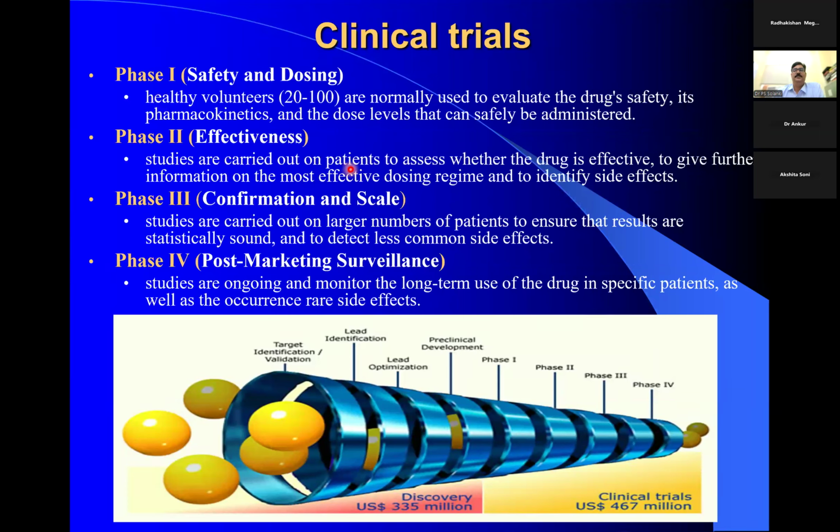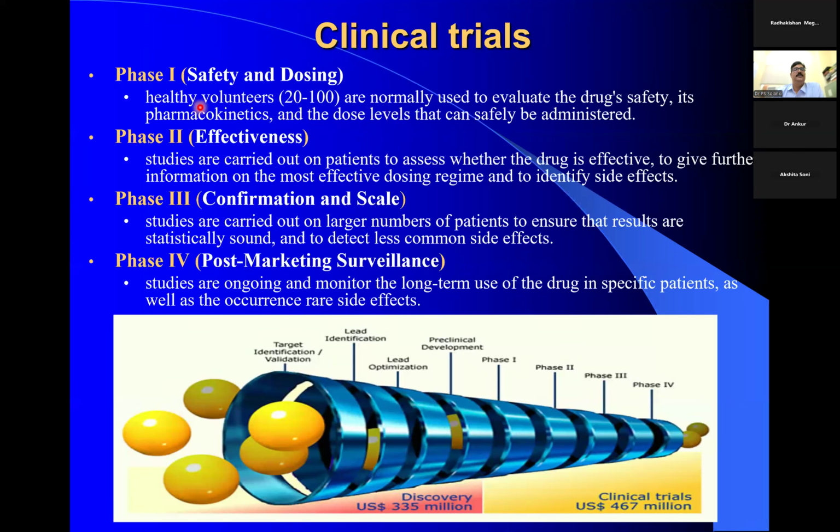Then comes phase two. The outcome of this phase is to determine the initial safe dose range. How much dose we can offer. The dose is very important.